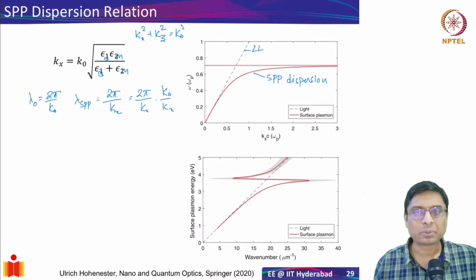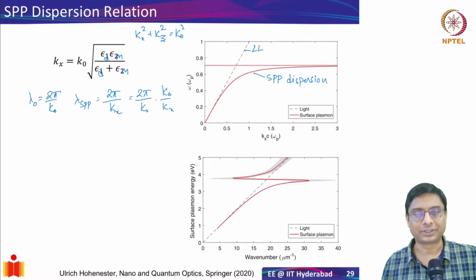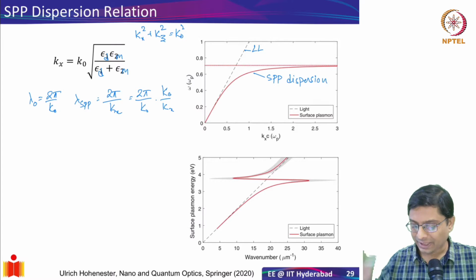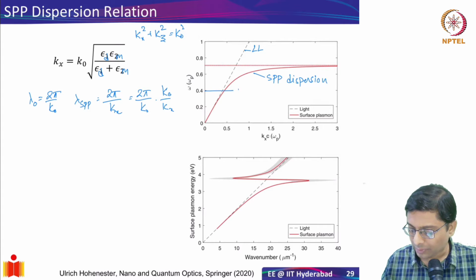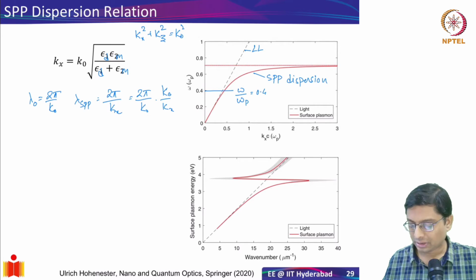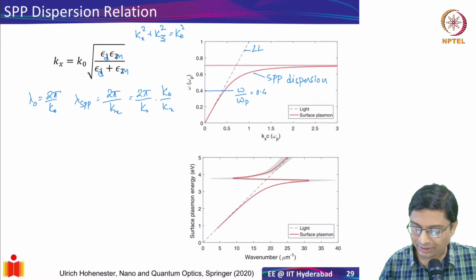So, whenever you have a wave propagating at the interface, the ratio of kx and k naught matters. For example, if I take my incoming frequency to be this one, omega by omega plasma frequency, I will take it to be 0.4. That is the frequency I chose. What is the difference between kx and k naught? k naught is the light line, so this is my k naught, right? And kx is this red line. So, there is a small difference.